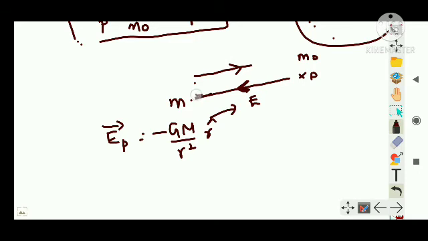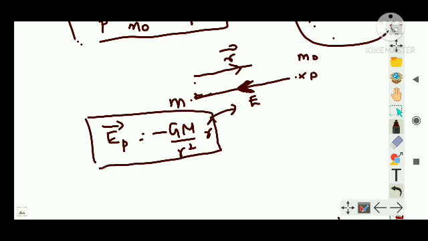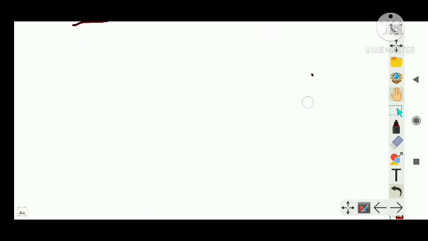We always take the r vector from the source to the destination. So this is from here to here. This is the direction of the r vector, and E is in this direction. Clear? So E_P is equal to minus GM by r square r cap. R cap is just the direction, guys. If someone asks you the equation, you can write E_P is equal to minus GM by r square. Minus indicates that E is always opposite to the direction of the position vector.